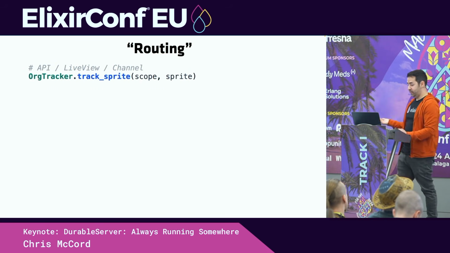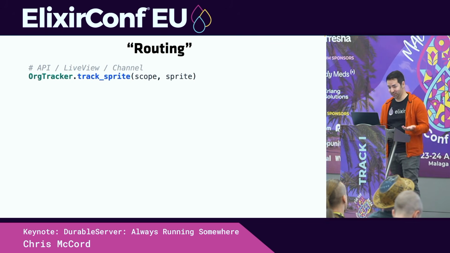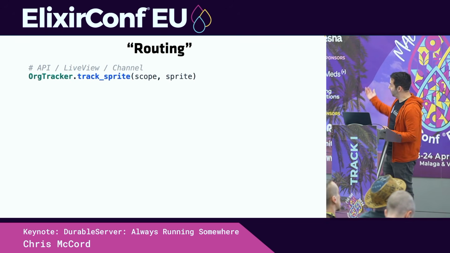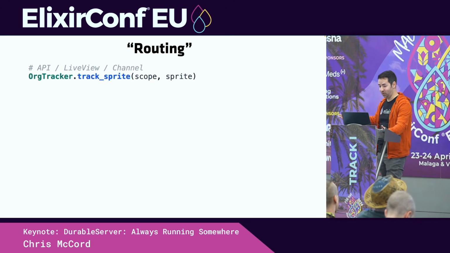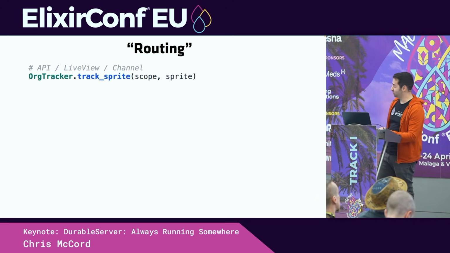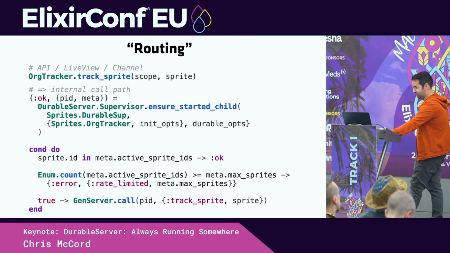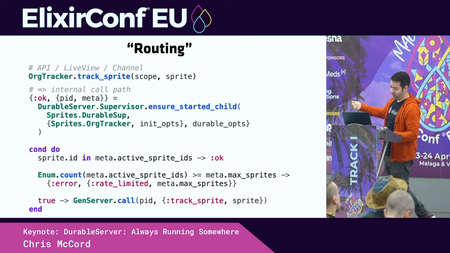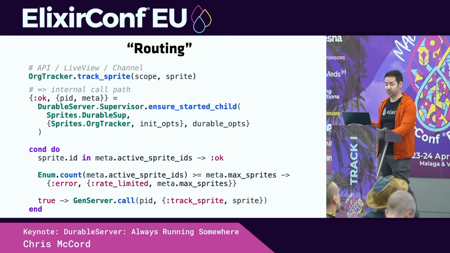And then routing, again, instead of Durable server owning your whole app, it's just boring Elixir code, right? The way we route to an org tracker is hidden from the caller. So we have this track sprite which enforces rate limits. And internally, the call path is just going to say, make sure that org tracker is running, get the PID, and also the metadata. And then we can determine from the metadata, should we even call this process?